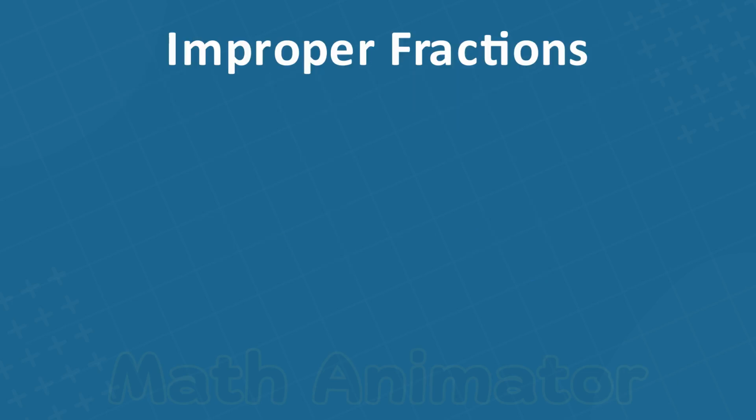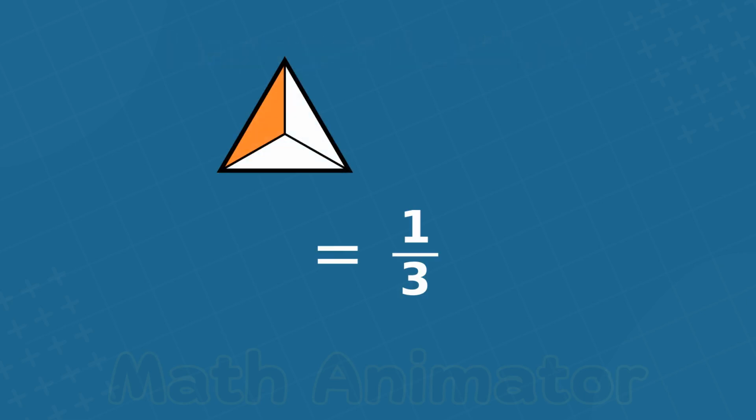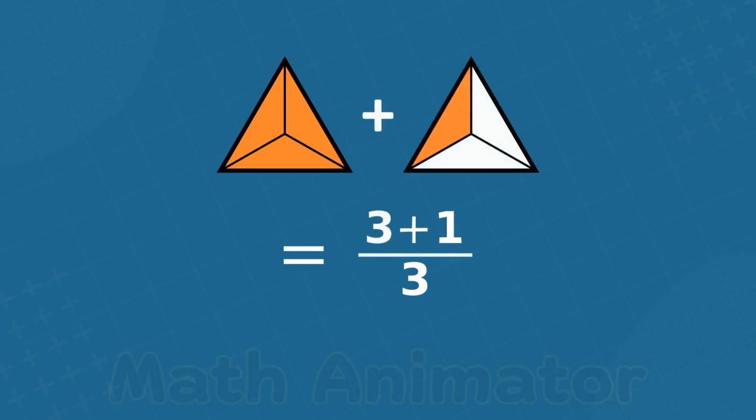Fractions greater than 1 can be written in another form. Consider this equilateral triangle. We can use 1/3 to represent the shaded part. As the shaded part increases, the fraction becomes 2/3, and finally 3/3 when the entire triangle is shaded. If 1/3 of a triangle is added, we can use the fraction 4/3 to represent the total shaded parts.